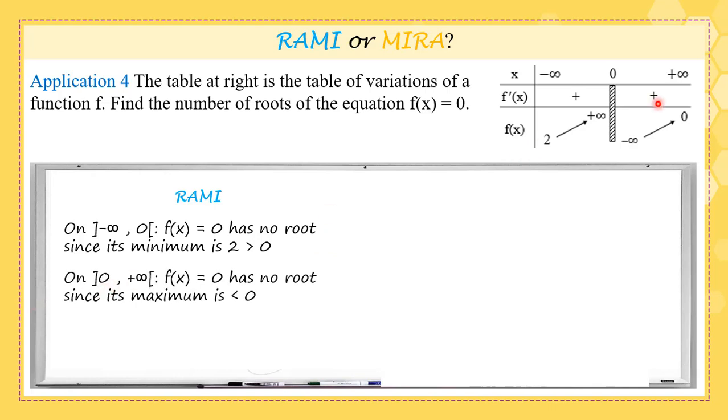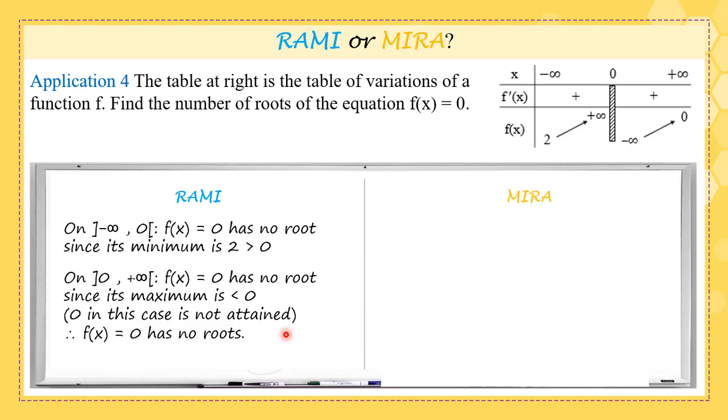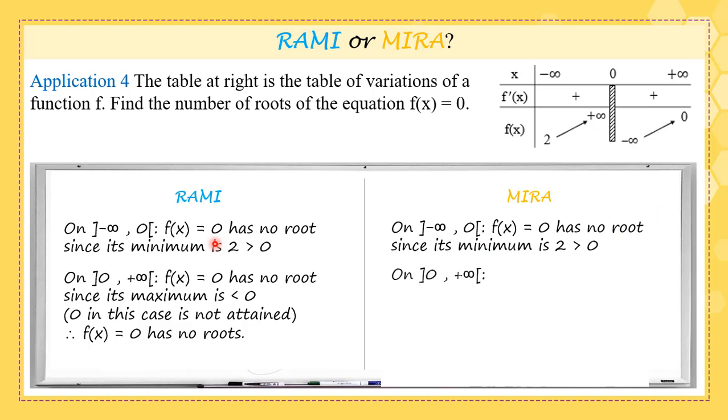And on the interval 0 plus infinity, f of x equals 0 also has no roots since its maximum is less than 0. And Rami stated that 0 in this case is not attained. So 0 is not attained. Thus, f of x equals 0 has no roots. Let's see Mira. Mira stated that on the interval negative infinity 0, the equation f of x equals 0 has no roots since its minimum is greater than 0. This is similar to what Rami said before.